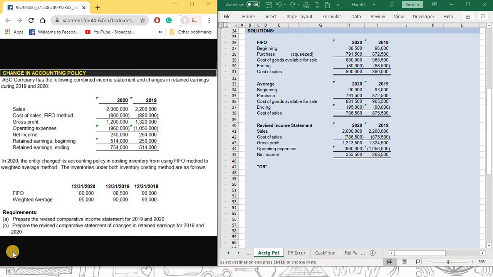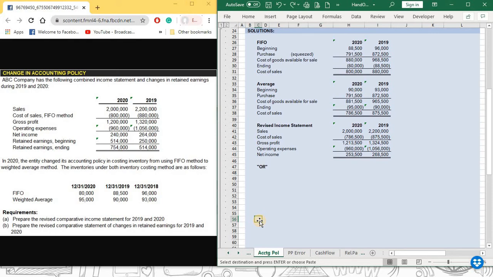So in this problem, we are able to prepare the revised income statement for 2020 and 2019, since the information on the computation of the net income are given. However, there are problems that would only provide you the amount of unadjusted net income, and the requirement will be to compute for the adjusted net income. So what will be the procedure if the only given information is the unadjusted amount of net income as well as the retained earnings, and there is no more detailed information in the computation of the net income? So the procedure will start with the comparison between the ending inventory under the two costing methods.